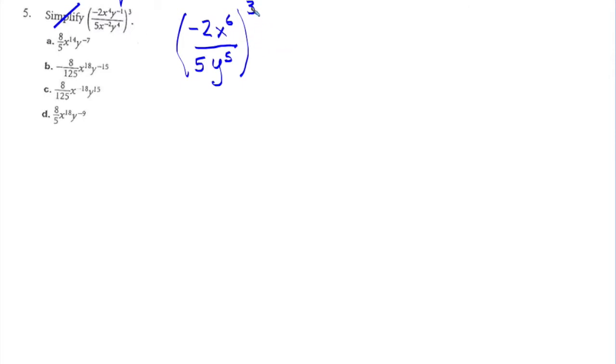From here, I need to apply the cube to all these numbers. -2 cubed, again, the negative doesn't go away because this is an odd, not an even. An even would make this a positive, so I still have my -8. And then x to the power of 6 to the power of 3, so I multiply these. 6 times 3 is 18, so this is x to the power of 18. And 3 to the power of 5 is 125. And y to the power of 5 to the power of 3 is going to be y to the power of 15.